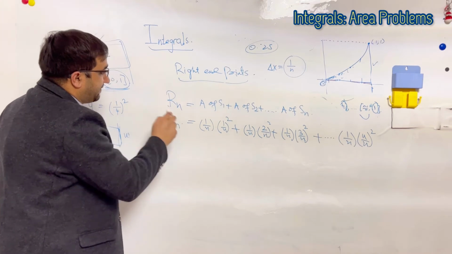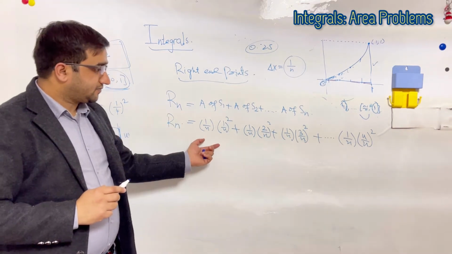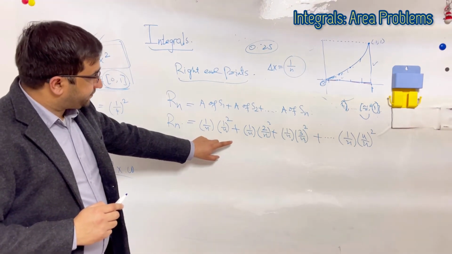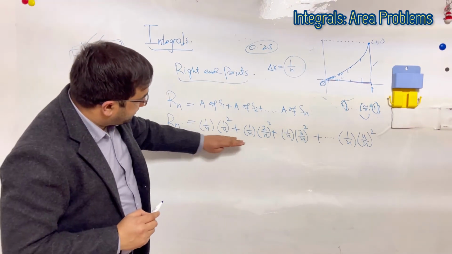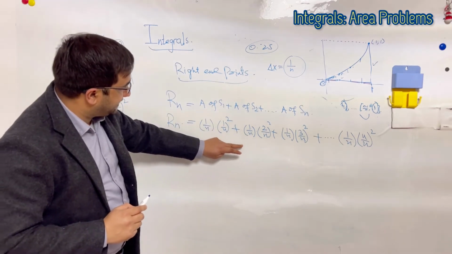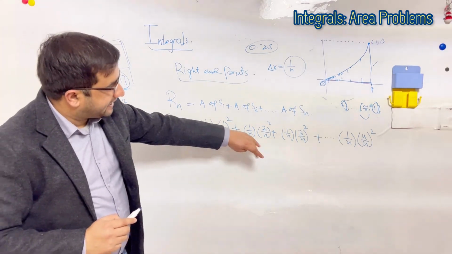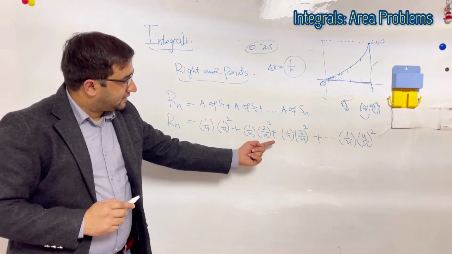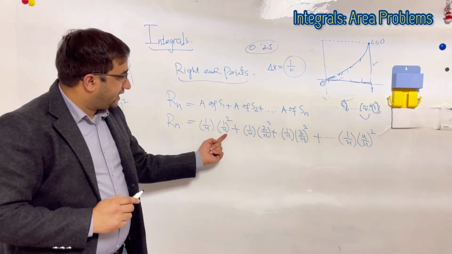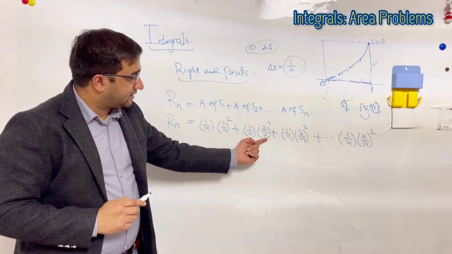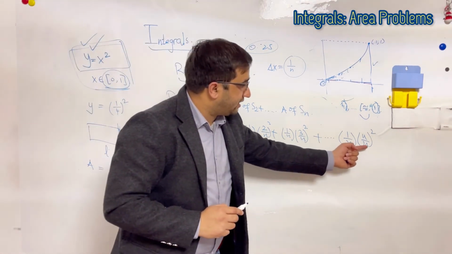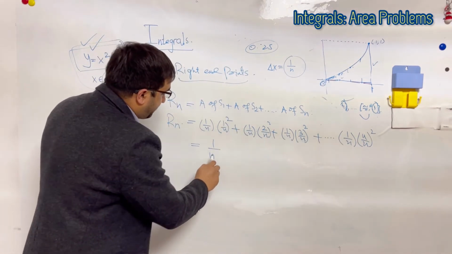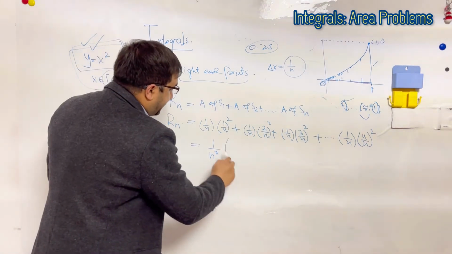Now this is something important. In all this, if you look at this, you can take the bottom as common. Everywhere the bottom is n into n square. So it is common, you can take it out. n into n square means n cube. You are taking it as common.